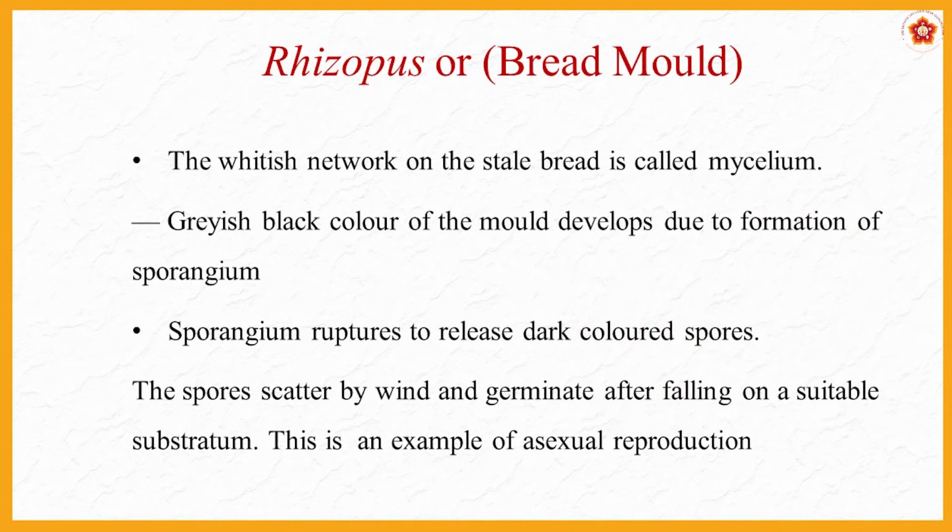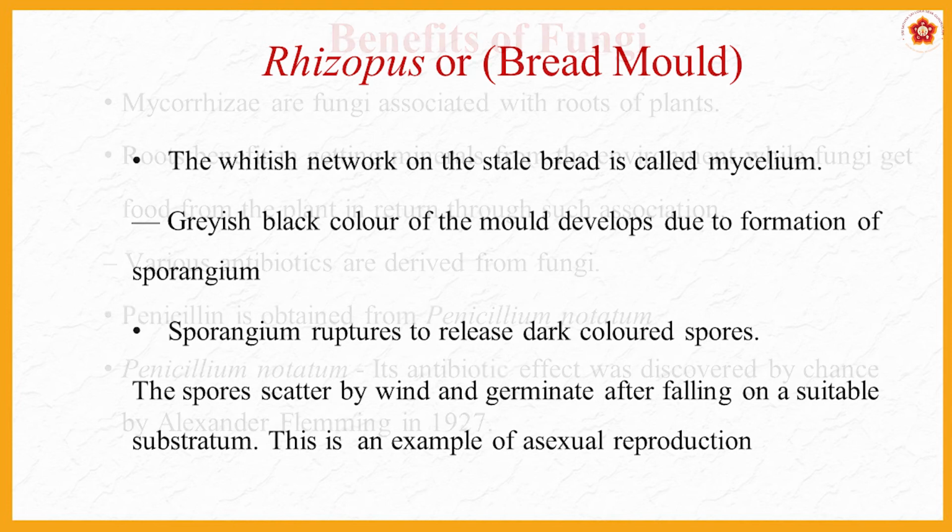As we saw in the previous slide, the whitish network on stale bread is called mycelium. How about the grayish black part? It is called sporangium. This sporangium consists of spores. When the sporangium ruptures, it releases dark colored spores. And these spores are scattered by wind, and when they fall on a suitable substratum, they germinate. So this is an asexual kind of reproduction.